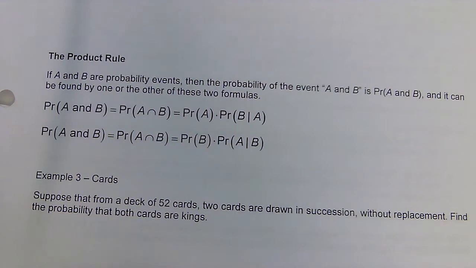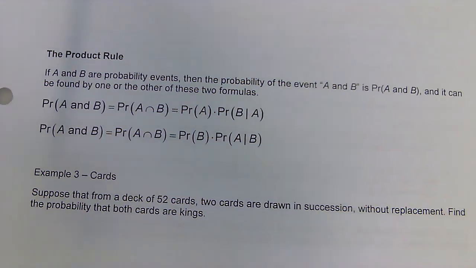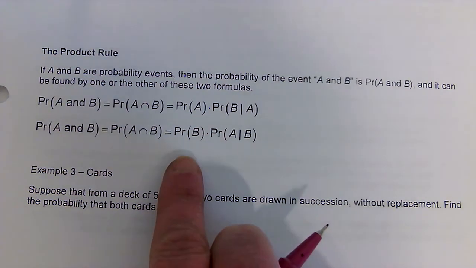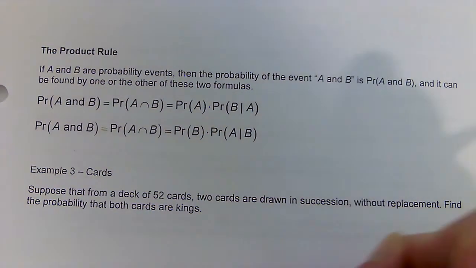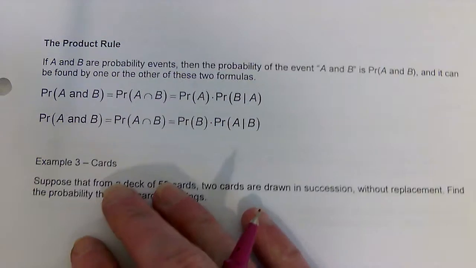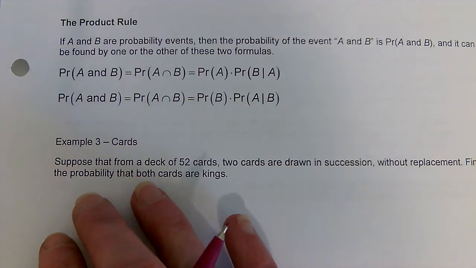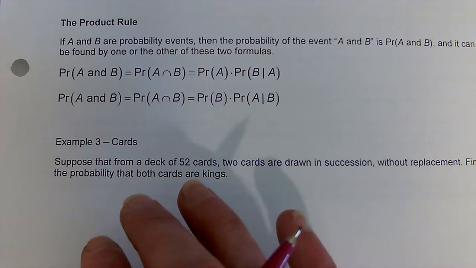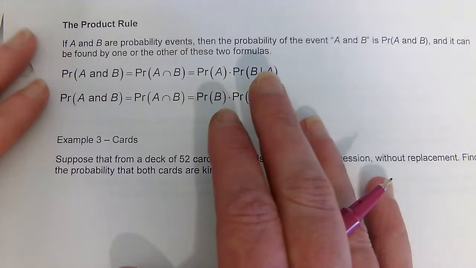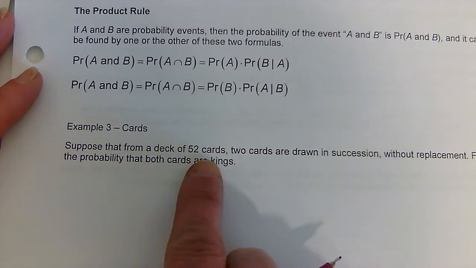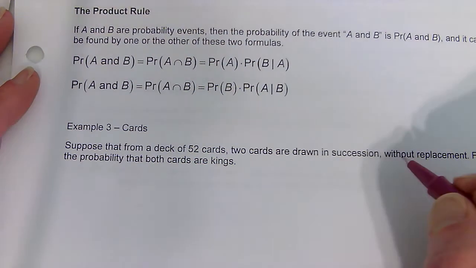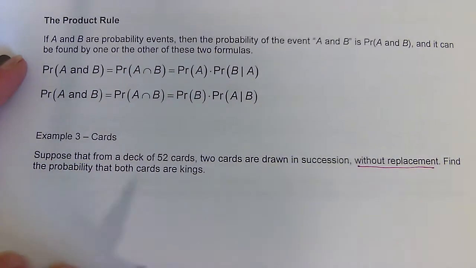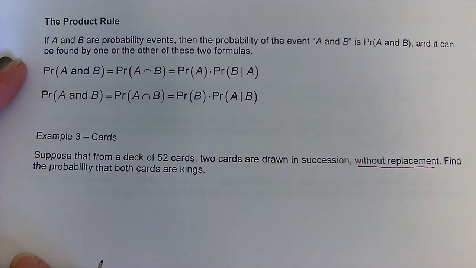Now, sometimes we talk about 2 events happening. So 2 different events, the probability of A and B happening. So this is when you have something happen and then something follows it. Suppose that, and the easiest way to really think about this is not using the formulas. Okay. So suppose that a deck of 52 cards, 2 cards are drawn in succession without replacement. Find the probability that both cards are kings.